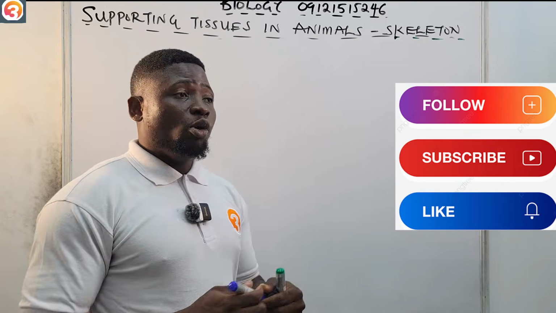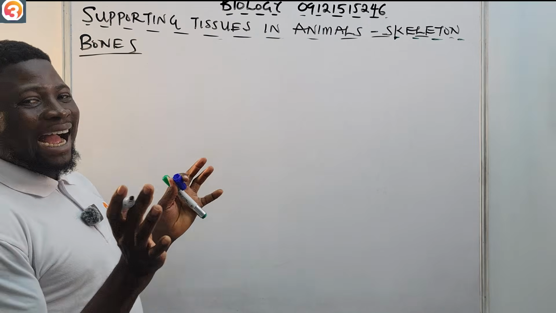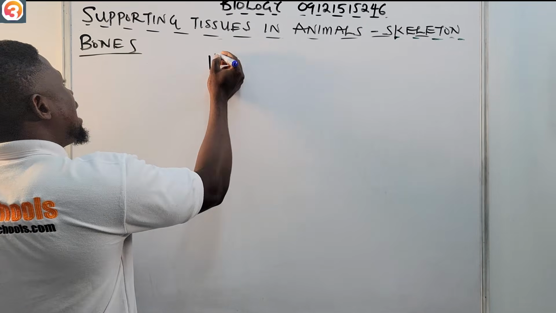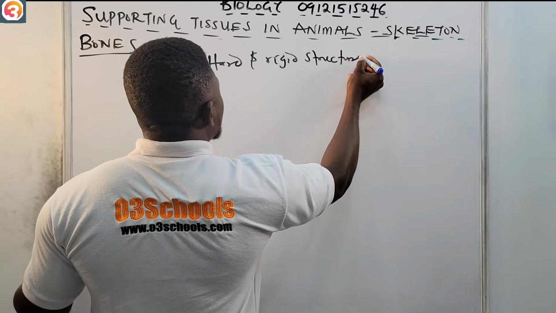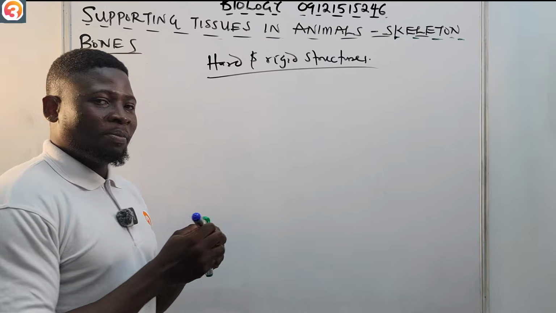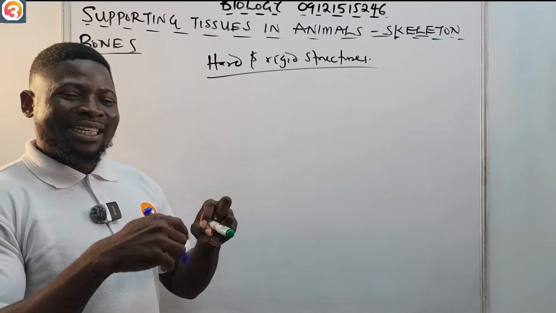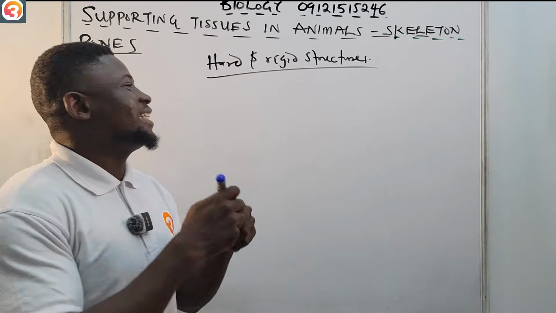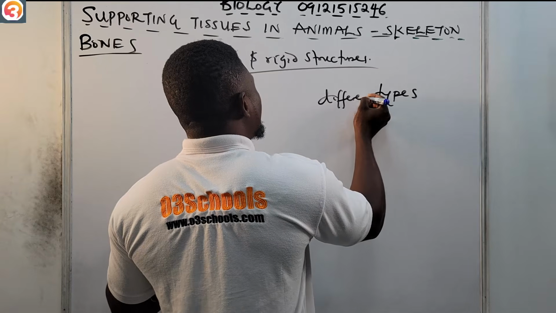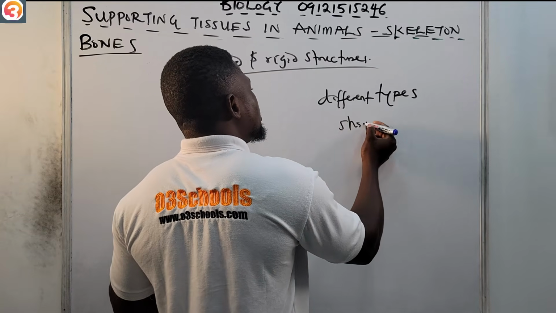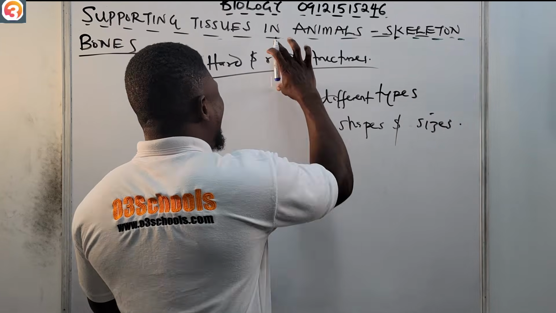So let's talk about bones. Bones are hard and rigid structures in our body. They are very hard and very rigid. Our skeleton is made up of different types of bones, of different shapes and different sizes.